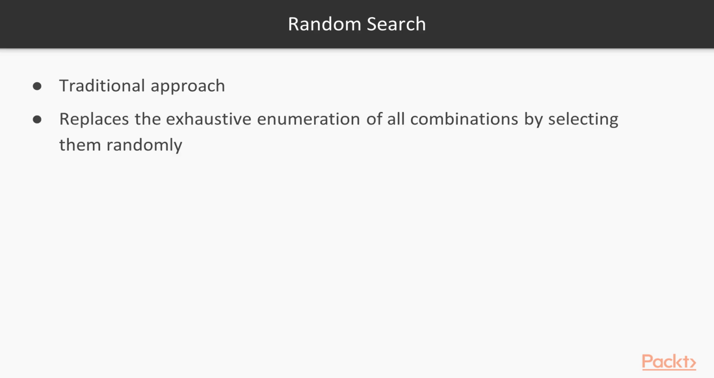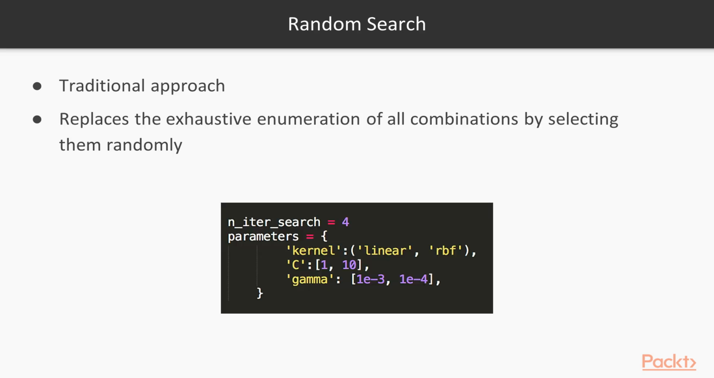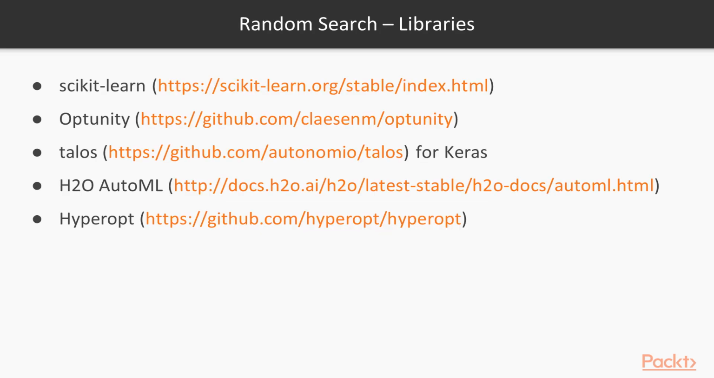Random search is another traditional approach, not sophisticated, but more efficient. It replaces the exhaustive enumeration of all combinations by selecting them randomly. So, as before, all the exhaustive combinations are going to be 8, but I specify n_iter for the search to be 4. So, random search is going to take randomly 4 combinations and evaluate them. So it's going to be faster, as we don't have to go through the entire hyperparameter space. Scikit-learn offers random search, Optunity as well, Talos for Keras, H2O AutoML, and Hyperopt.